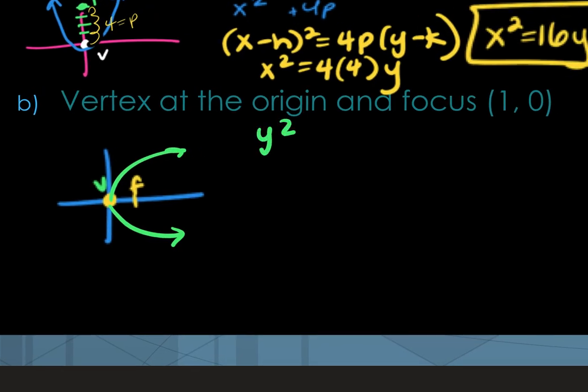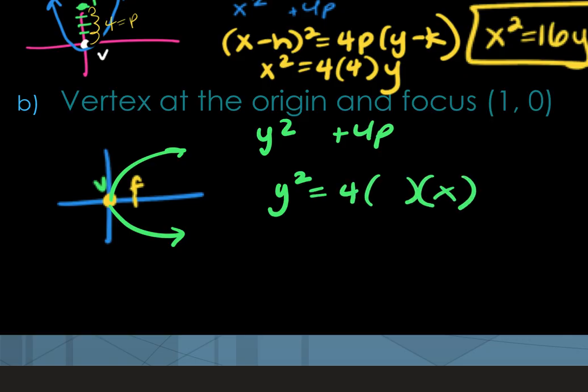And if it goes to the right, what variable is squared? Y. And is it a positive or negative 4P? Positive. So I already know that the k and the h are 0, which means this is y² = 4 times p times x. And this time, what's p? 1. The distance from the vertex to the focus is 1. So I get y² = 4x.